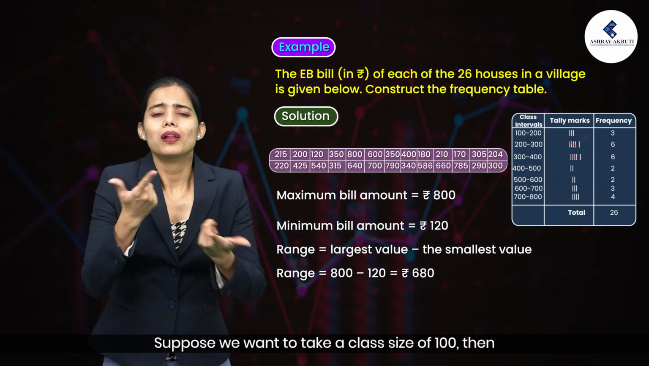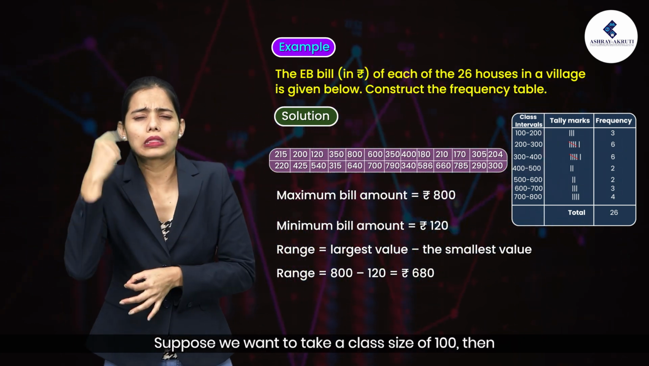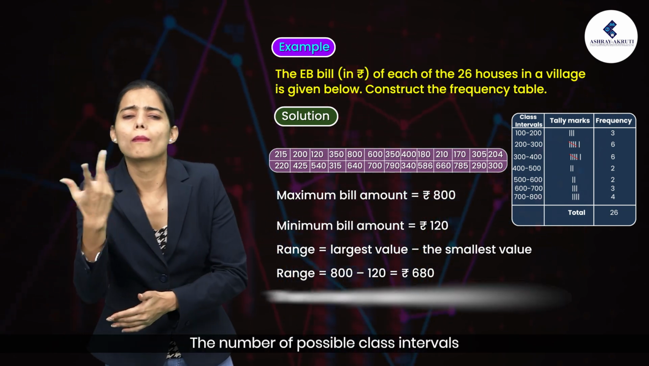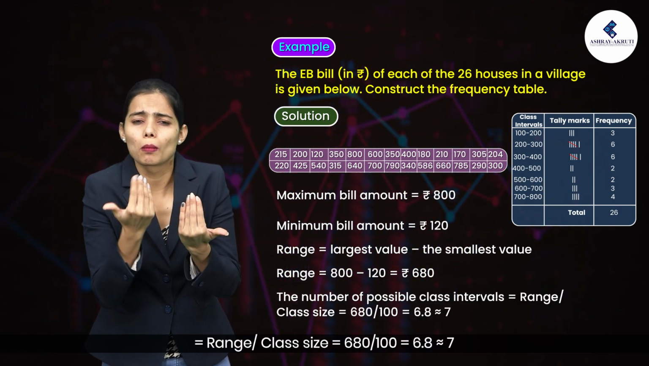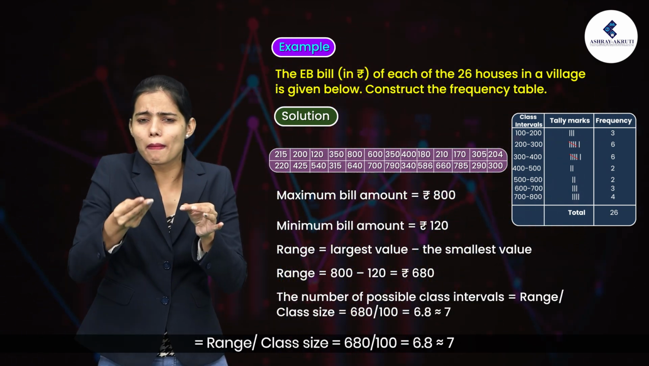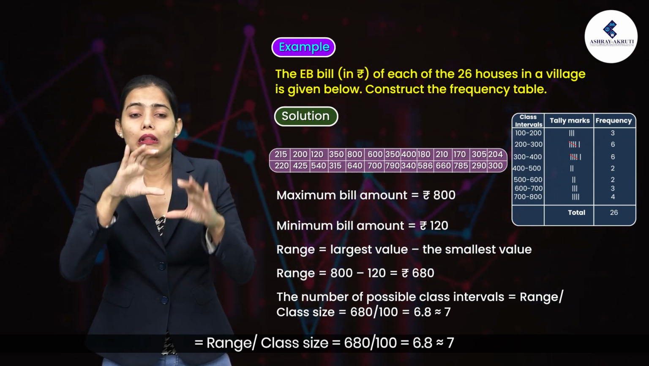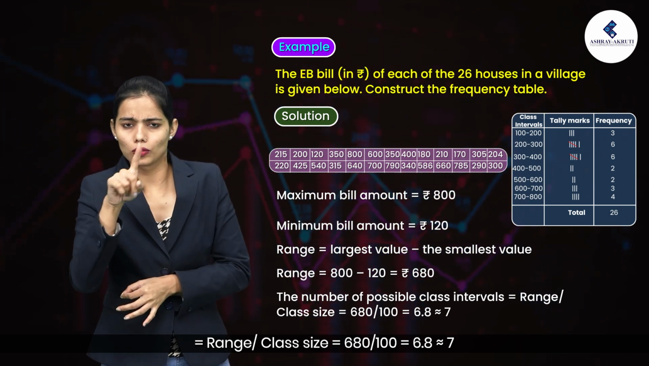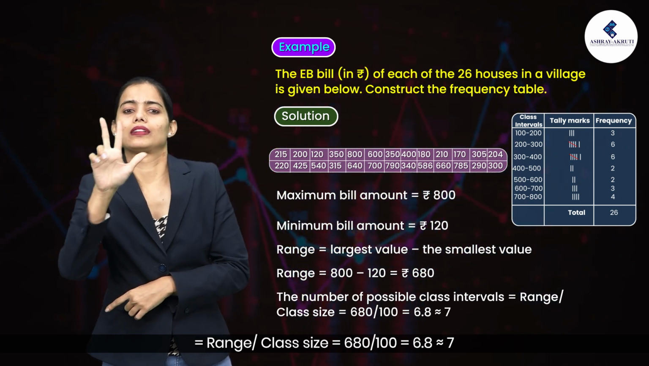Suppose we want to take a class size of 100. Then, the number of possible class intervals is equal to range by class size, which is equal to 680 by 100, which is equal to 6.8, approximately 7.